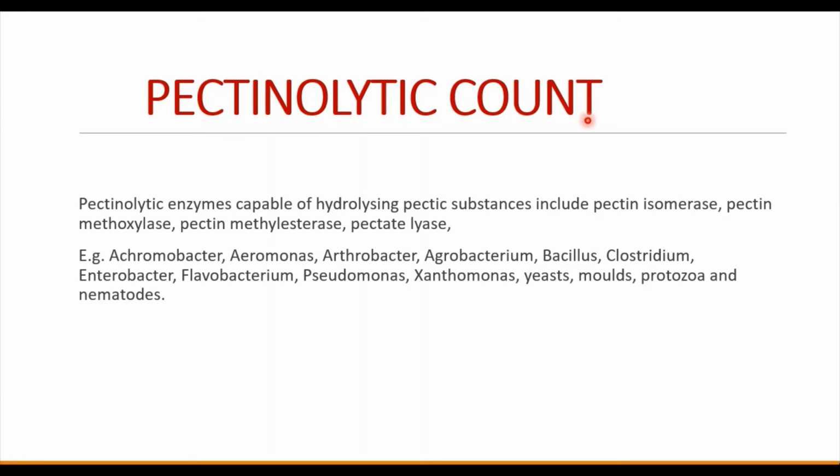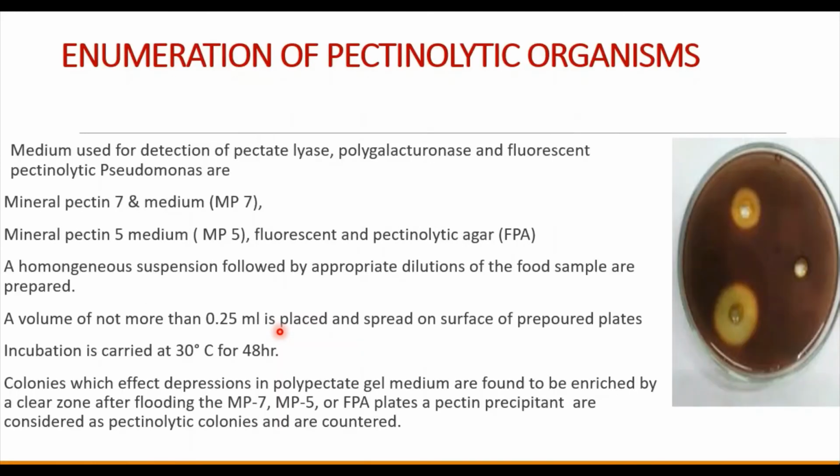Then moving to the pectinolytic count. Pectinolytic enzymes are capable of hydrolyzing pectic substances, like pectin isomerase, pectin methoxylase, pectin methylesterase, and pectate lyase. The best examples of these pectinolytic organisms are Achromobacter, Aeromonas, Orthobacter, Agrobacterium, Bacillus, Clostridium, Enterobacter, Flavobacterium, Pseudomonas, Xanthomonas, yeast, molds, protozoa, and nematodes. So many are acting as pectinolytic microorganisms. Then how can we enumerate?